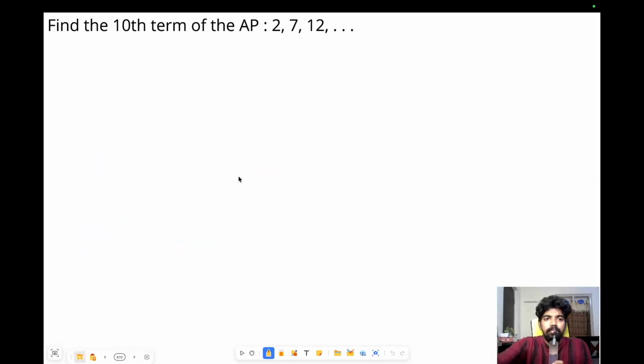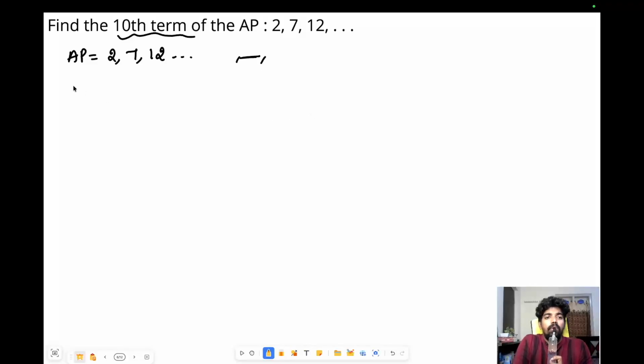Next question, find the 10th term of AP, and the AP is as follows: 2, 7, 12, so on. We have to find the 10th term. It comes somewhere here, 9th term, 10th term. You have to find the 10th term. Okay? How to find the 10th term?